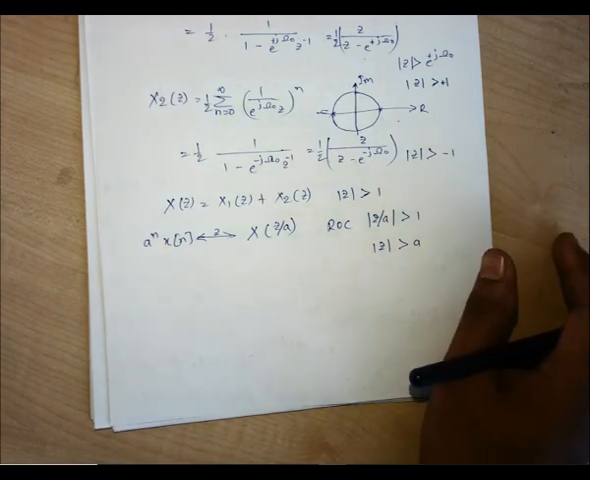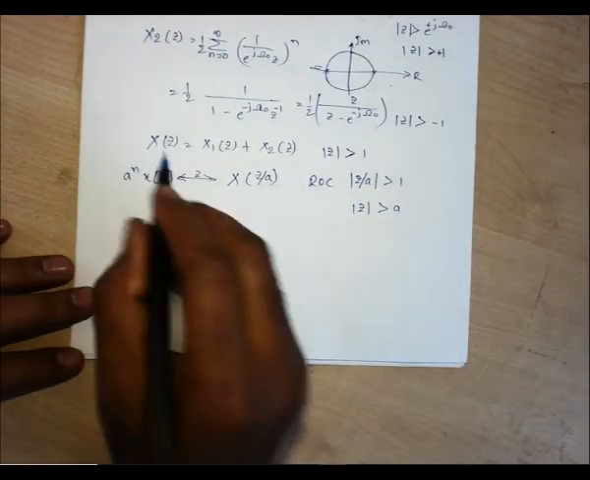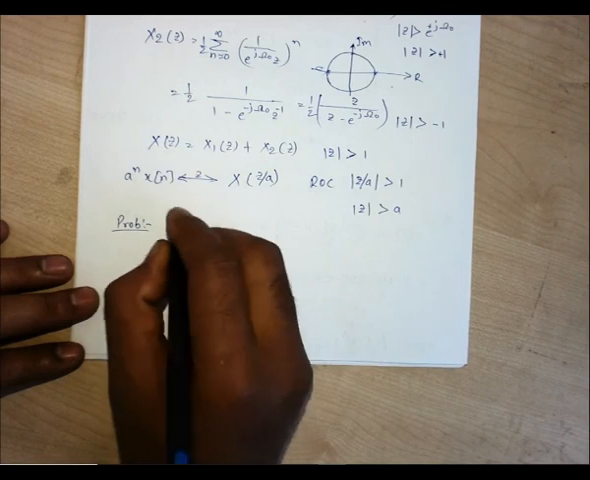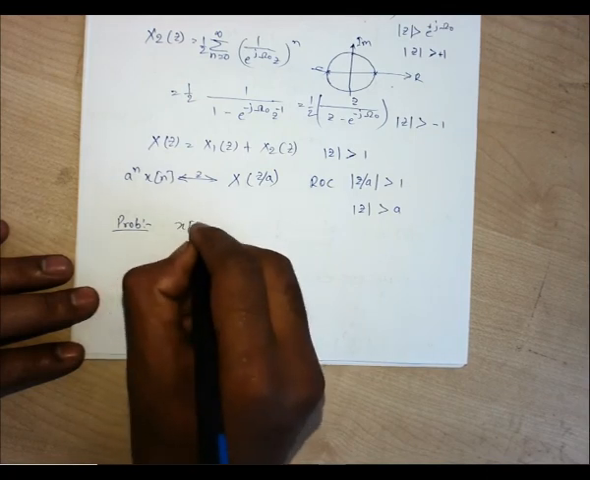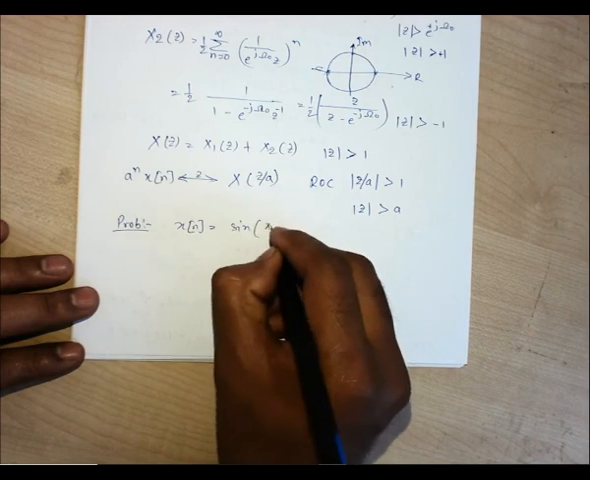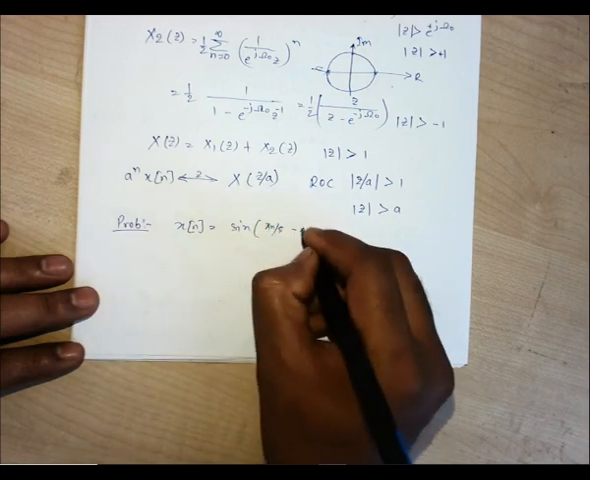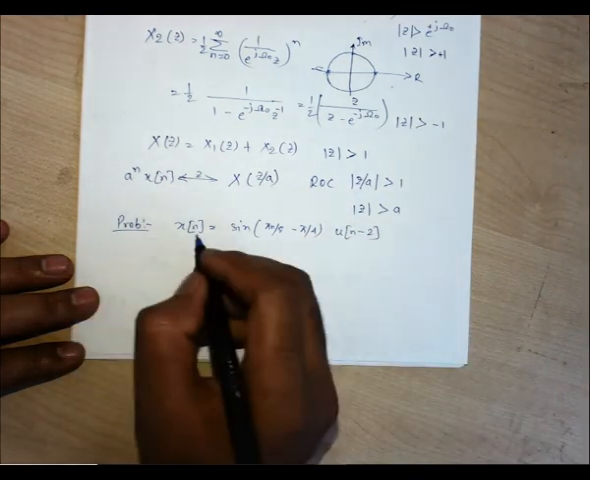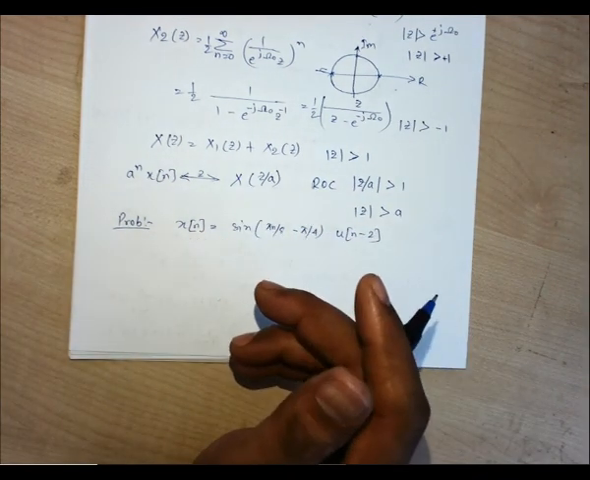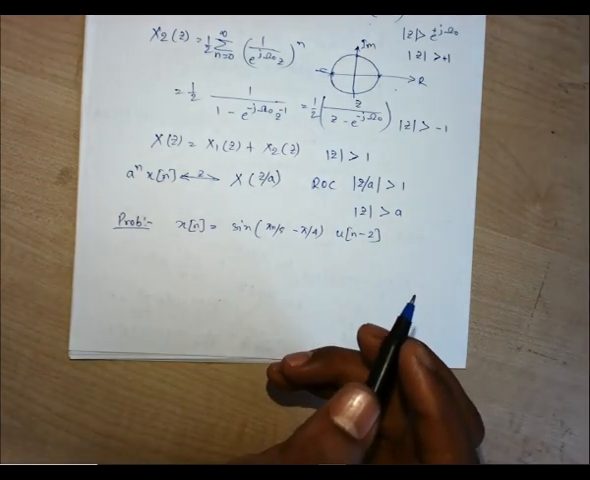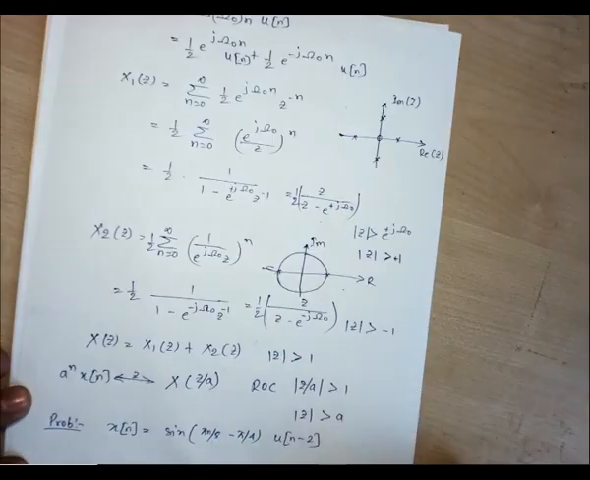Any other doubt? You simply try to solve this one. I am giving one problem: x of n should be sine of pi n by 8 minus pi by 4, into u of n minus 2. You just try to solve this equation and try to find out X of z.